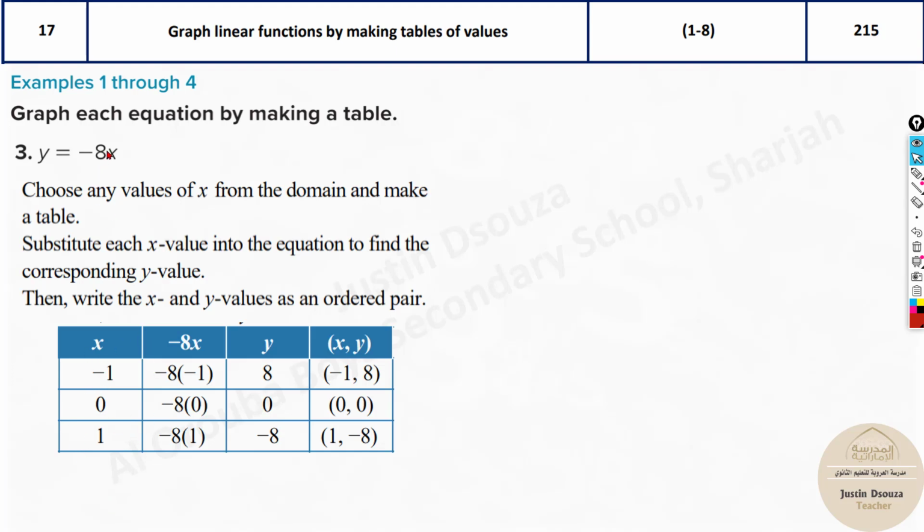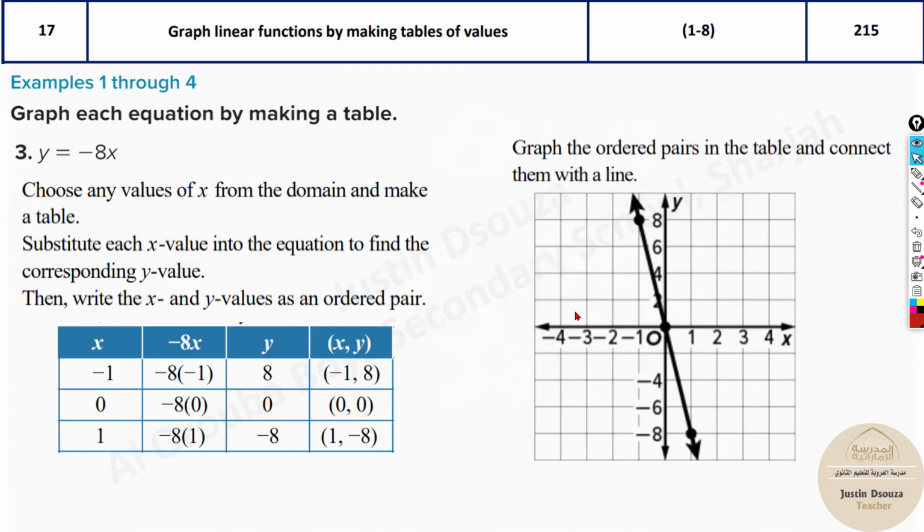Now substitute this. Minus 8, now x value is assumed to be minus 1. Minus 8 times minus 1 will become 8. And what about this? Minus 8 times 0 is 0. Minus 8 times 1 is minus 8. You don't need this column, only x and y is enough. And then you just graph it.